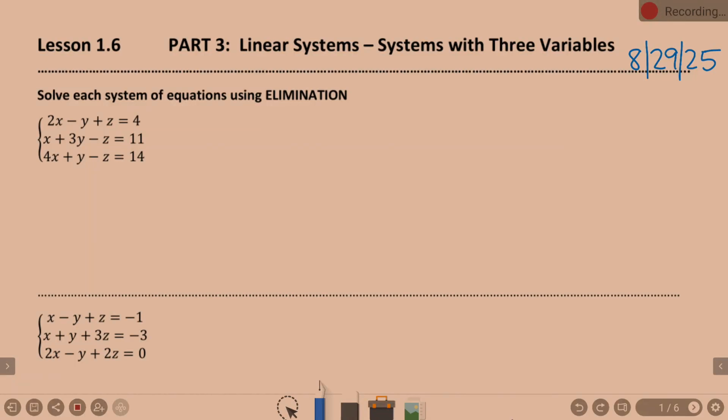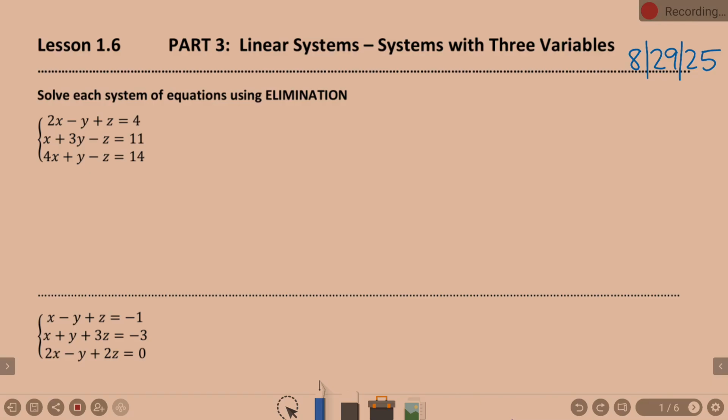1.6, Part 3, solving systems with 3 equations, which means they have 3 variables. So we're no longer talking about x and y, we're now talking about x, y, and z. Name of the game today is elimination.